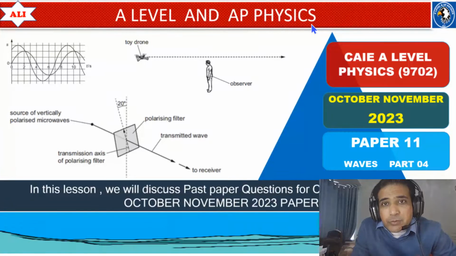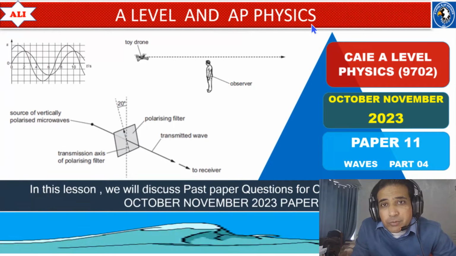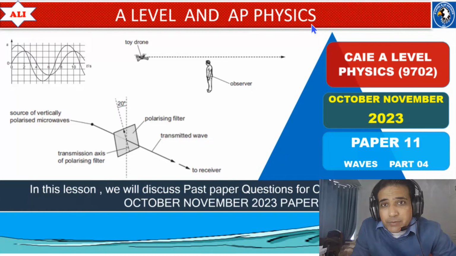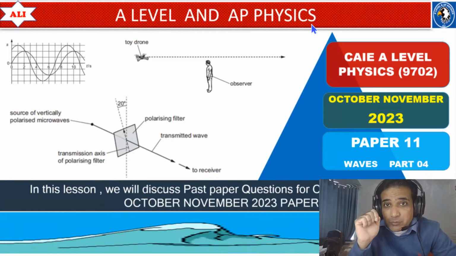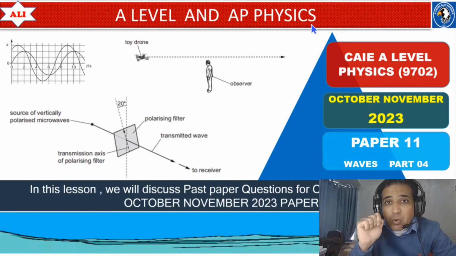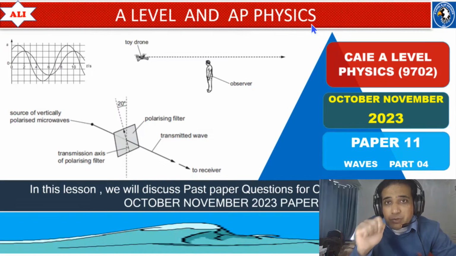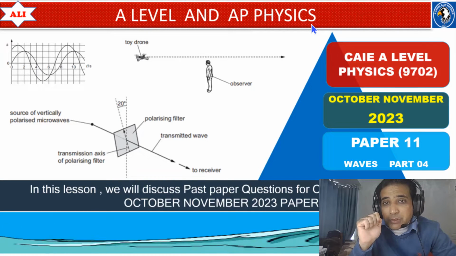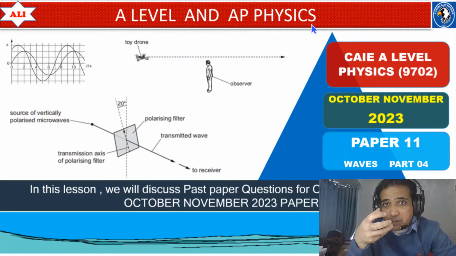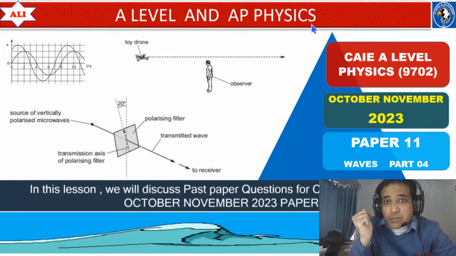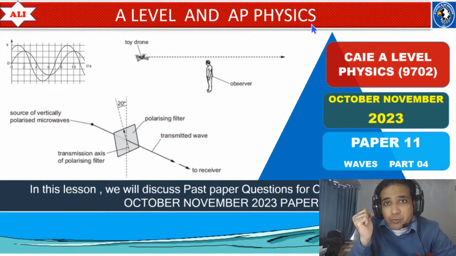In today's lesson, we will discuss past paper questions from October November 2023, Paper 1, Variant 1. Our main focus will be on waves. We will discuss all waves questions from this paper. As always, we will discuss these questions in detail so you can improve your conceptual understanding of this topic, and also have a better understanding of these exam questions. Let's study together, let's improve together.